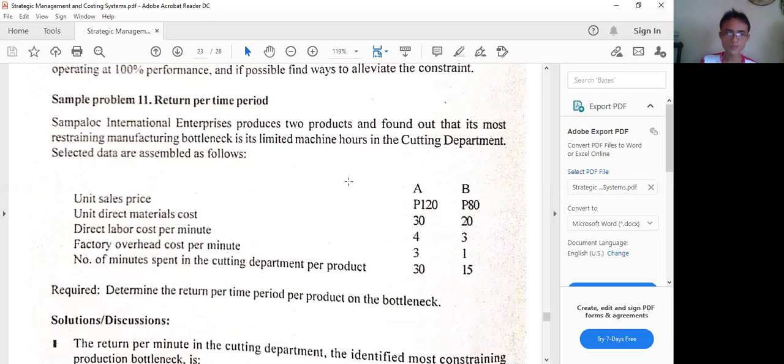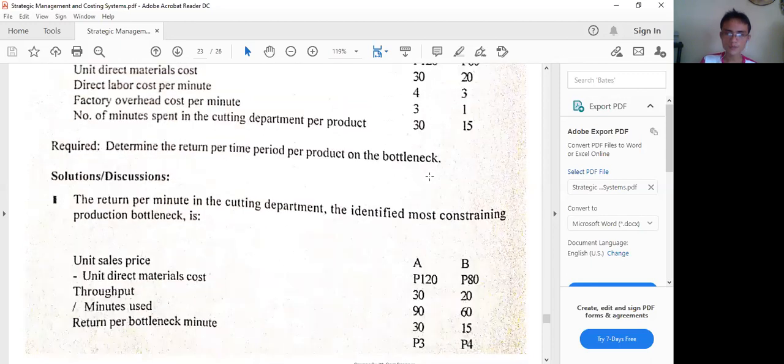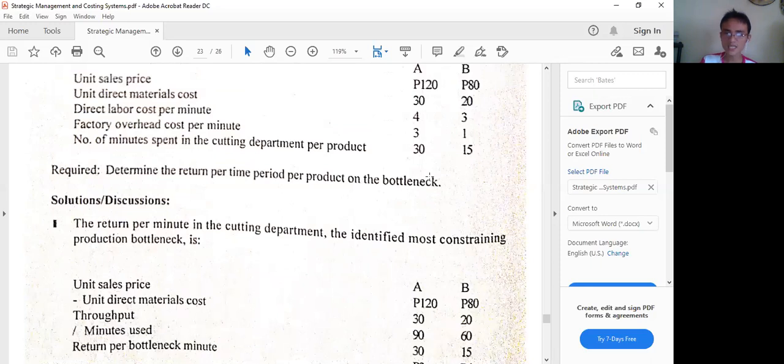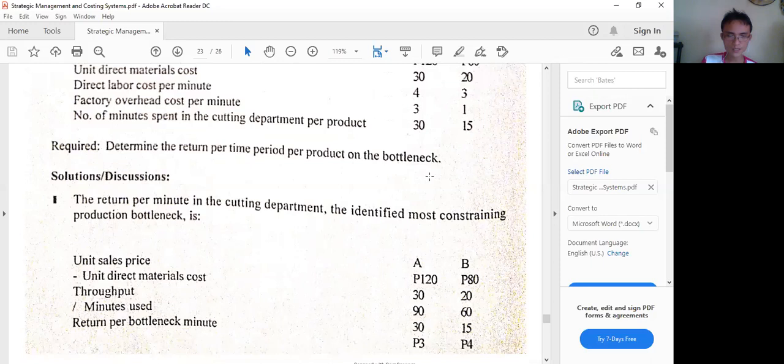So in this case here, in this problem, we have to compute the return per time period per product on the bottleneck. So for product A, we have the sales price minus the direct materials cost, 120 minus 30, that's going to be 90 divided by the time, right? So the minutes used to get the return per bottleneck time. 120 minus 30 is 90. That's the throughput. Divided by 30 equals 3. So 3 pesos is the return per bottleneck minute spent in the cutting department.